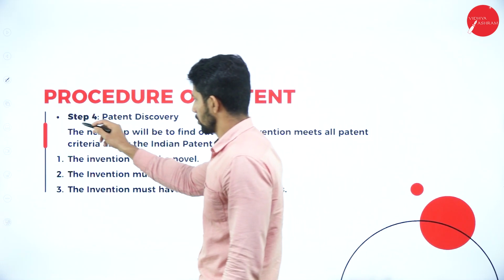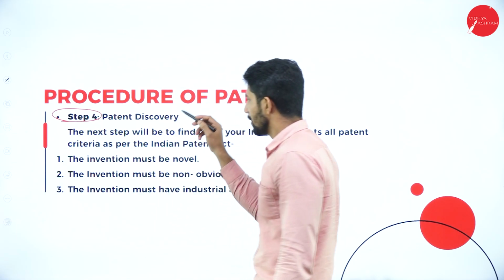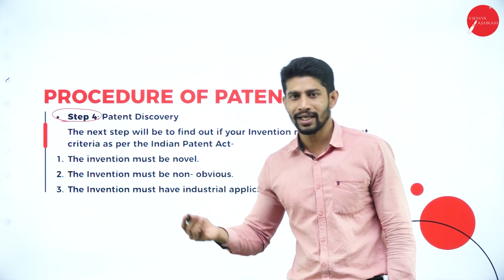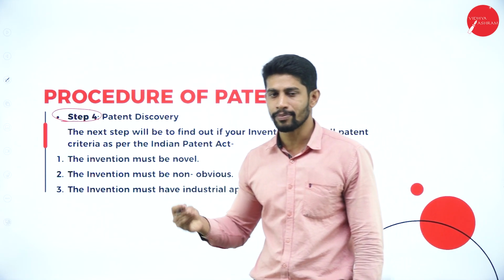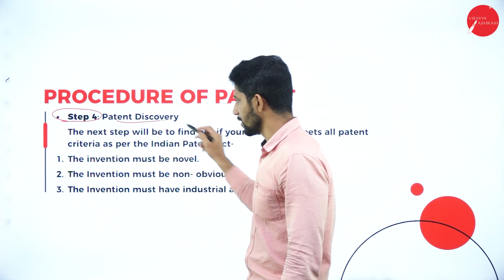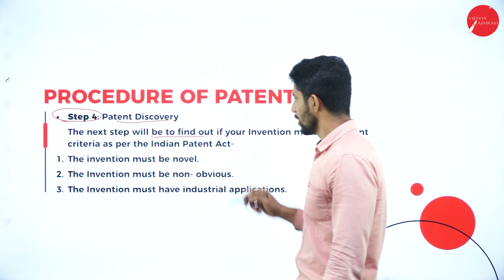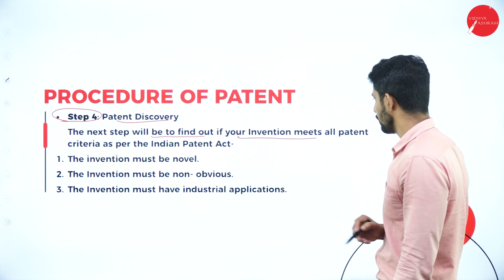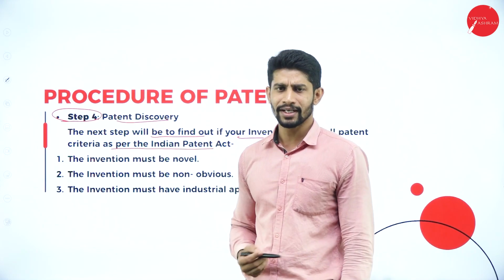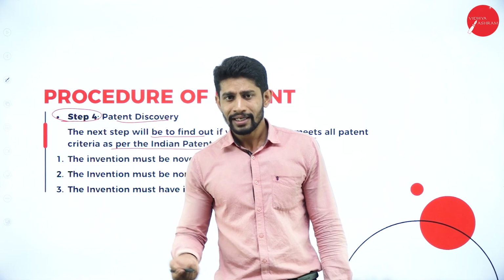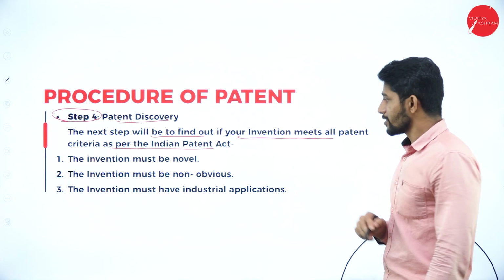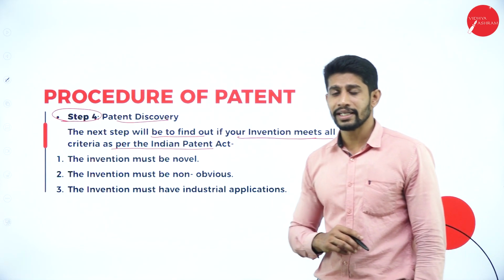Next, step 4. In step 4, what will we do? Patent discovery. In case they decide that it is patentable, we will give a patent to that particular invention. In step 4, they continue with patent discovery. That means the next step is to find out if your invention meets all patent criteria as per the Indian Patent Act. If it is eligible to be patentable, then they look into whether your invention meets all the criteria as per the Indian Patent Act.